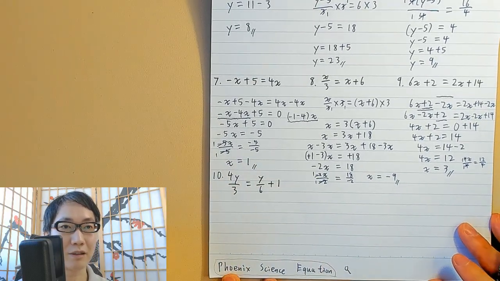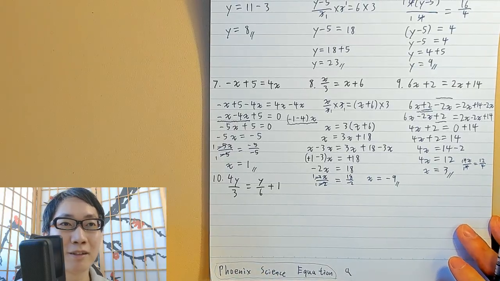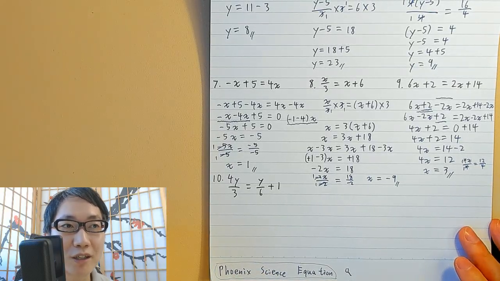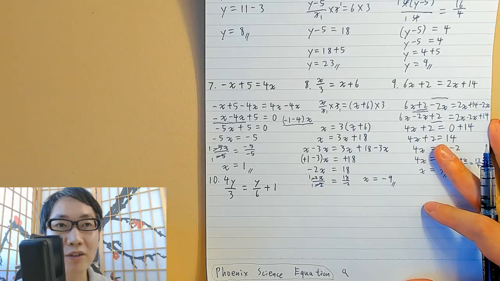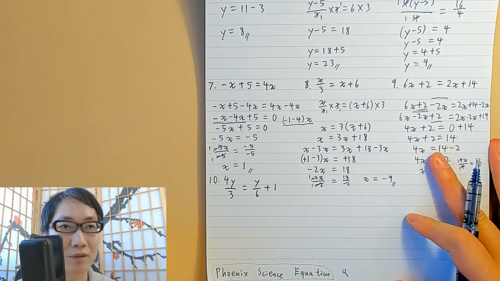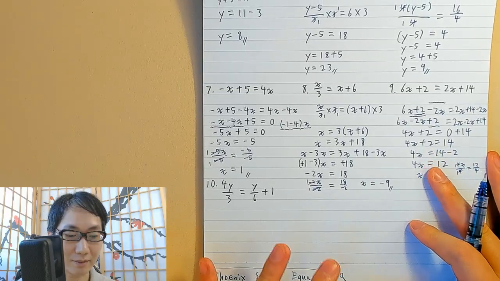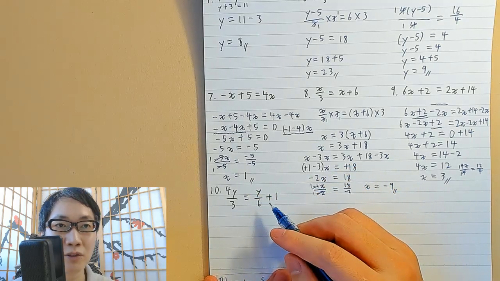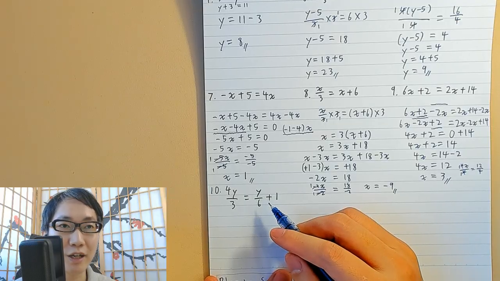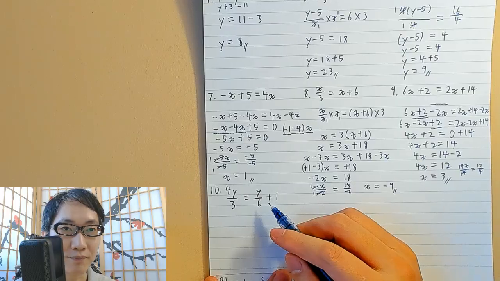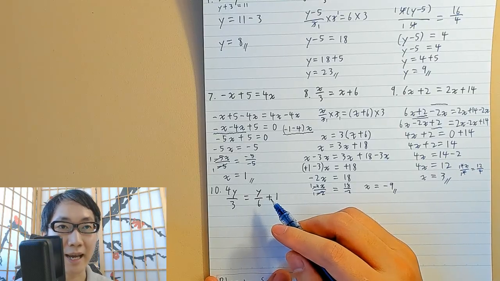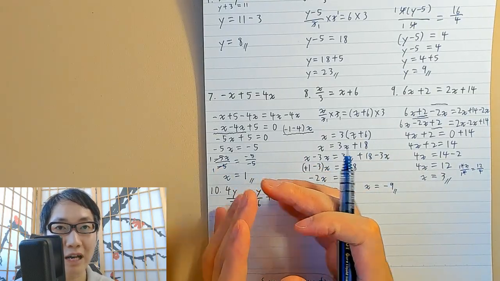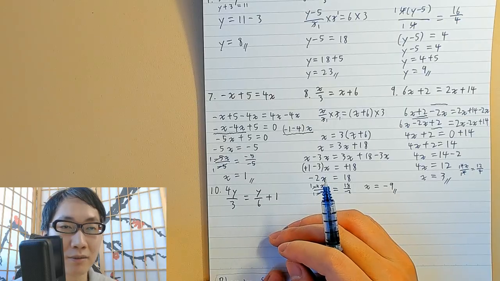Okay. Last one. Number 10. 4y divided by 3 is equal to y over 6 plus 1. Okay. Now both sides have y, and this y is in a fraction. So usually we want to remove the denominator. So now we can use multiplication to remove the denominator, at the same time keeping both left-hand side and right-hand side balanced.